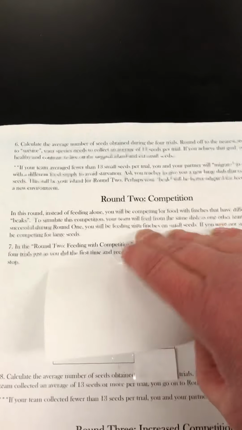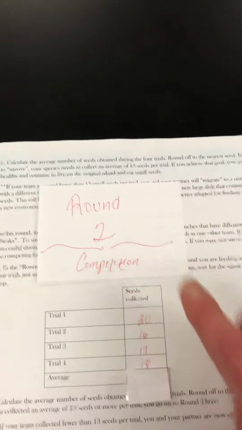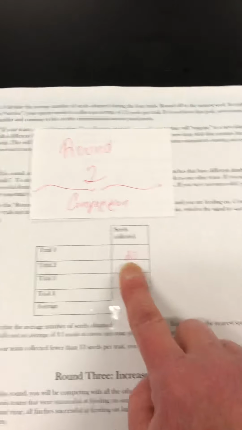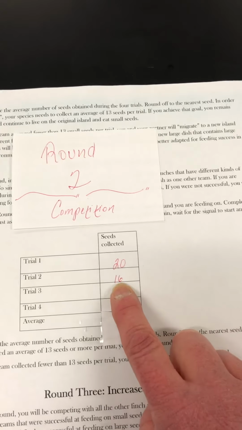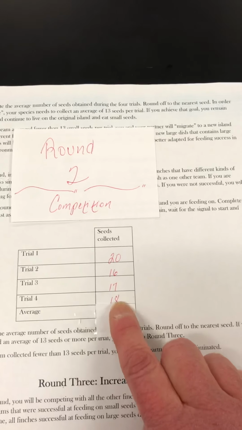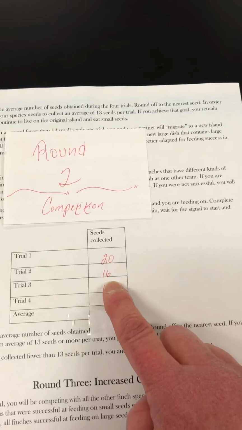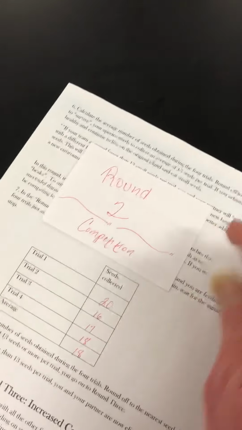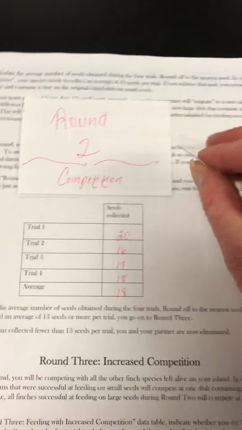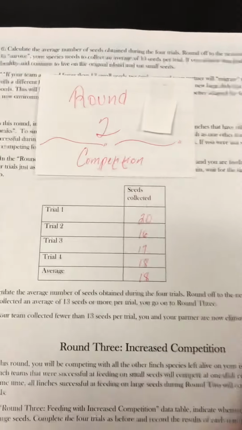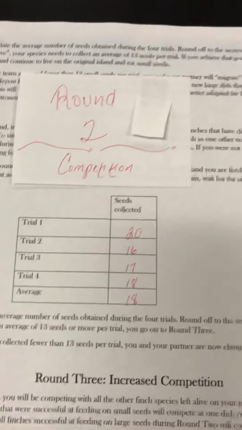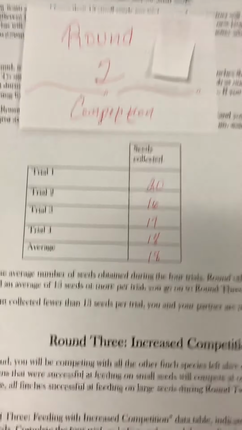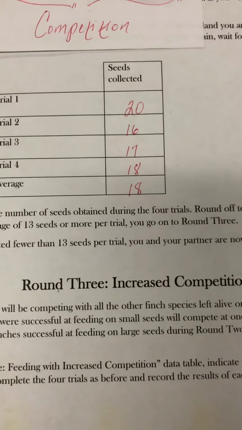So let's go to my second data table for you. Okay. So here's the round 2. This group got 20, 16, 17, and 18. I add them all up. I divide by 4. And our average here was 18. Okay, so since we got more than 13, we survive, and now we go on to round 3.